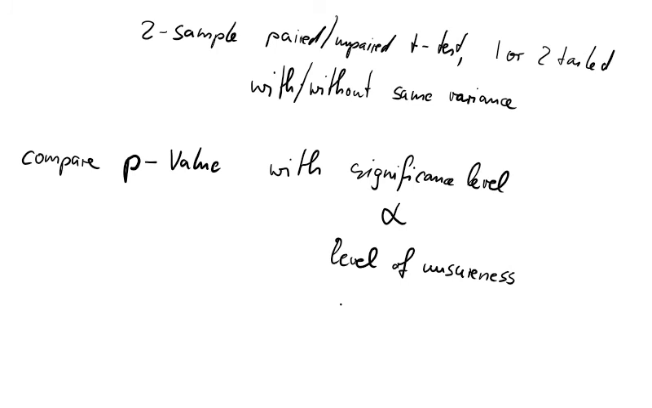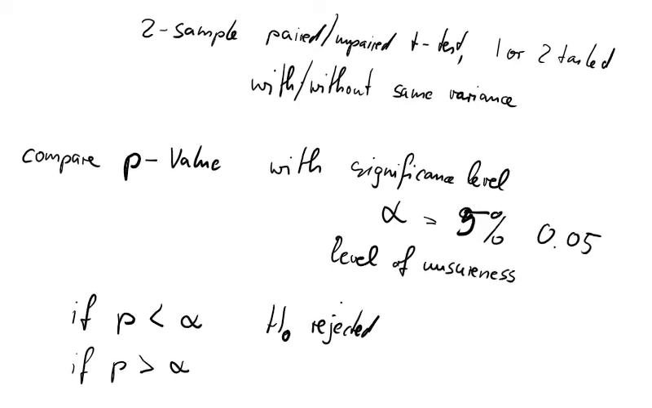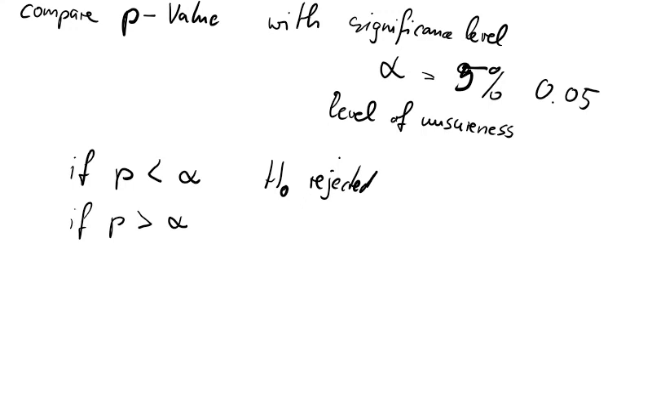Very often alpha is set to 5% or 0.05. And we said if p is lower than alpha, if p is low, H naught must go, so H naught is rejected. If p is high, if p is larger than alpha, then H naught must stay, exactly. And you have a lovely Australian accent. H naught not rejected.